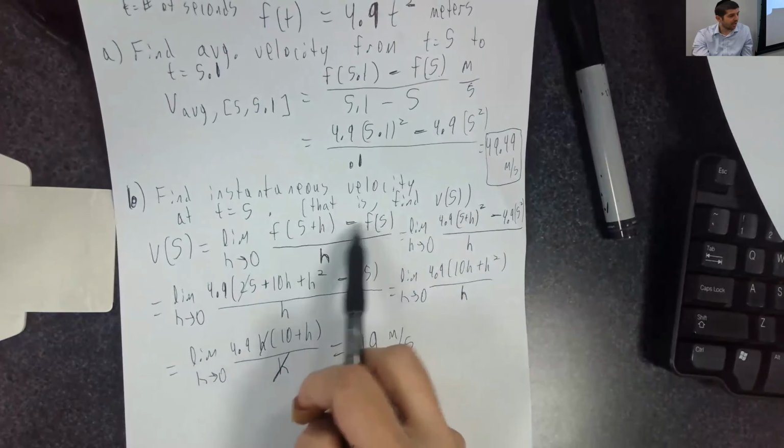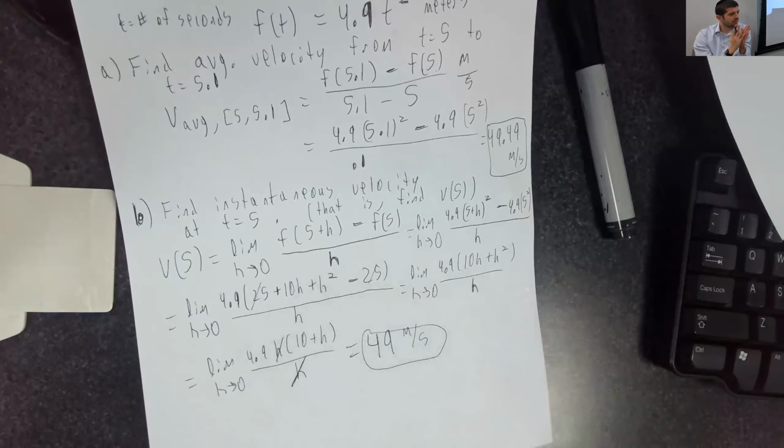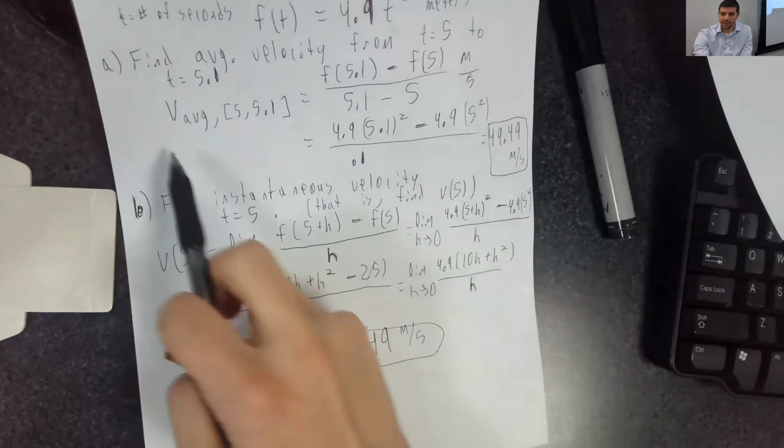Now notice this was the tangent slope, and part A was the secant slope. You notice something interesting about the two numbers? They're very close. That's the whole idea: the secant slope will be very close to the tangent slope, always, as long as the two numbers are close. So 5 and 5.1 are close to each other, so the average velocity is going to be very similar to the instantaneous velocity.